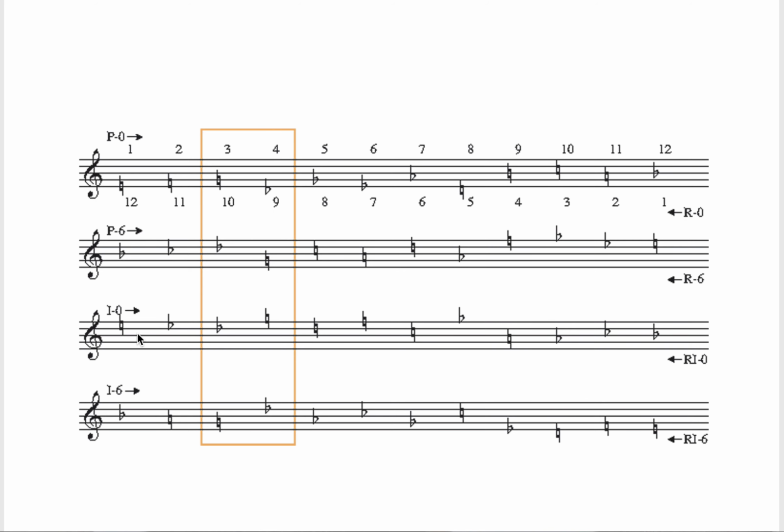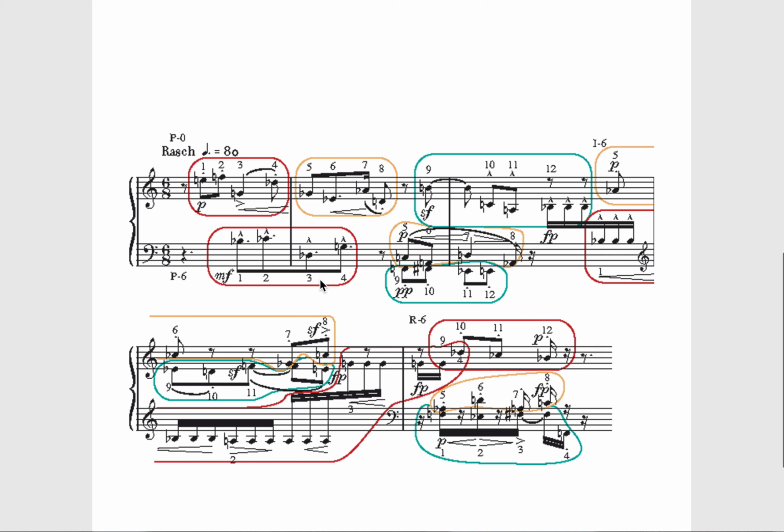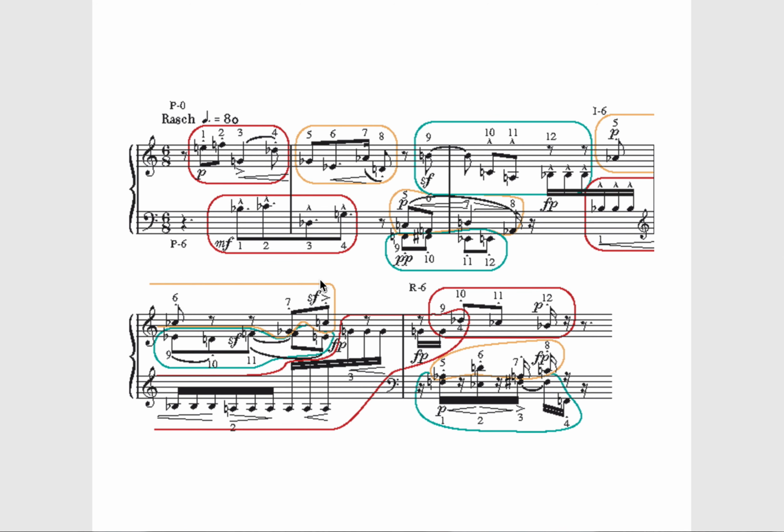You can also invert it, but you're inverting the intervals. So in this case, we start on an E natural and we go up a half step. And here we start on E natural and we go down a half step. So all these are different ways that you can arrange your tone row. And then the rule is that you would write your piece of music using the row in order.